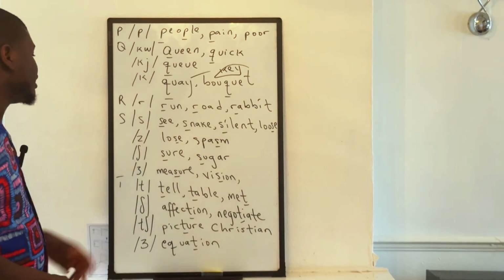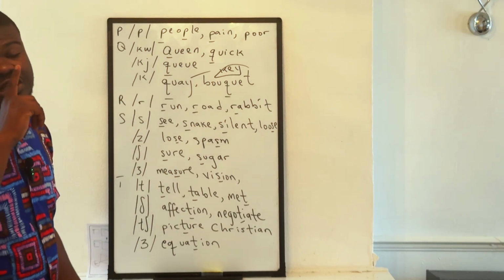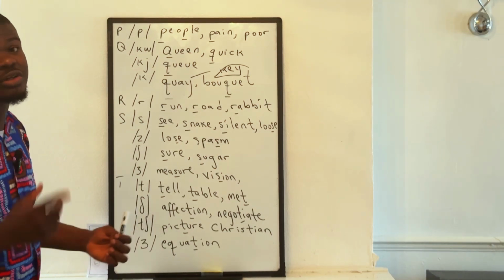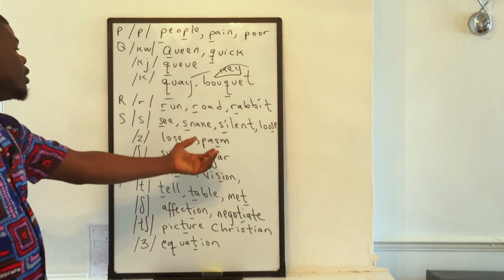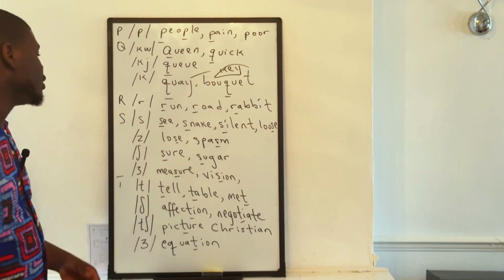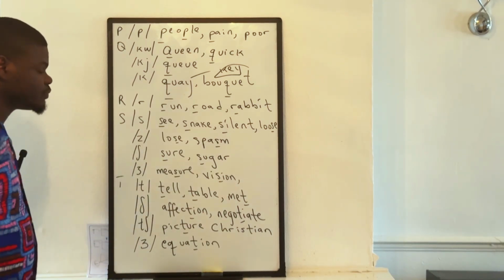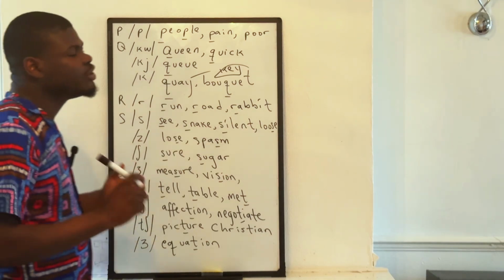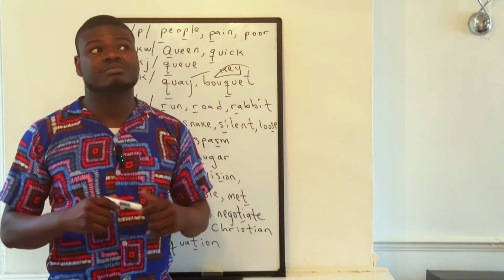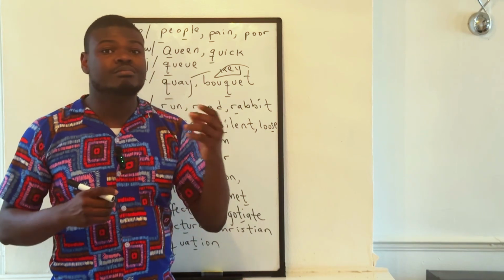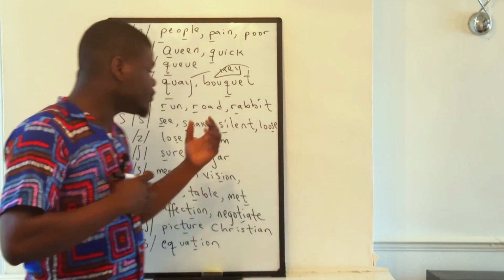The next word is spasm. Yes, spasm. Letter S can also give us the sh sound, like the sound you make when you're trying to tell someone to shut up, yeah? Shh. Sure, sugar. Yeah, sure, sugar. It can also give us the zh sound, as in measure, vision. Take note of this sound. It's not mayo, because I've heard a lot of people pronounce it as mayo. It's pronounced measure, measure. And then vision.